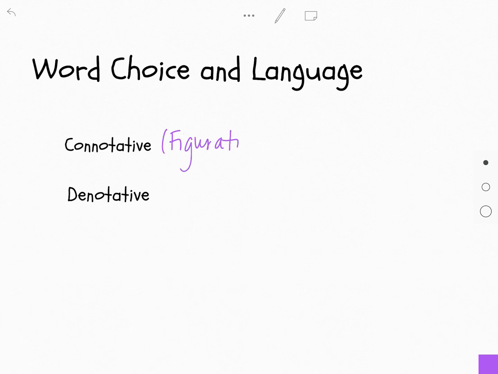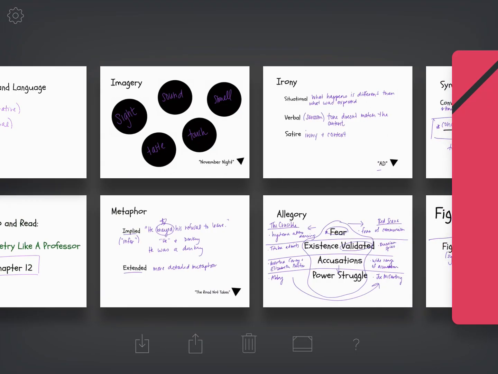and literal. So when we're talking denotative, you might have been taught that that's the dictionary meaning, right? So that would be literal, meaning that they're using the word exactly as it was intended and how it's listed in the dictionary. Whereas connotative meaning is more figurative and more based on your interpretation and things like that.